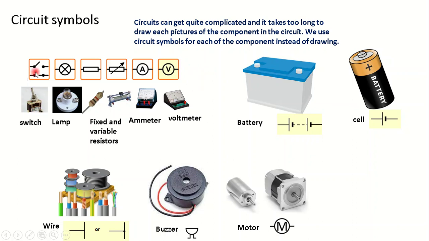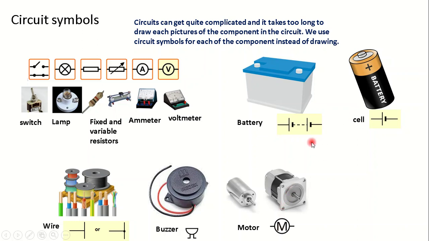This is a symbol for a switch, a closed switch, and a symbol for an open switch. This is a symbol for a lamp. This is a symbol for an adjustable or variable resistor. This is a symbol for a fixed resistor, a symbol for an ammeter, a voltmeter, and so on. These are the symbols for different components. This is a symbol for a buzzer, and this is a symbol for a motor.